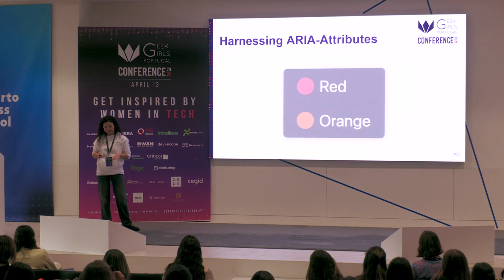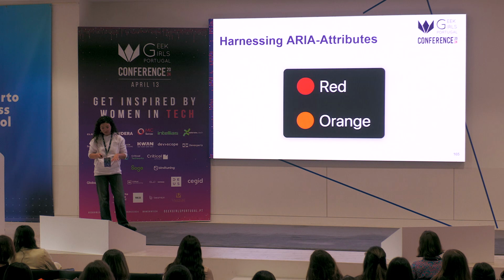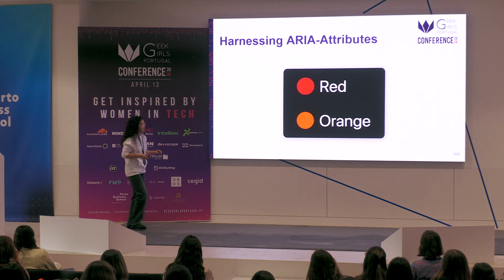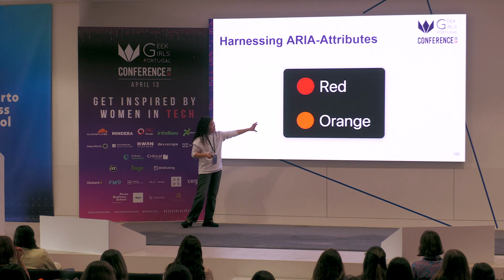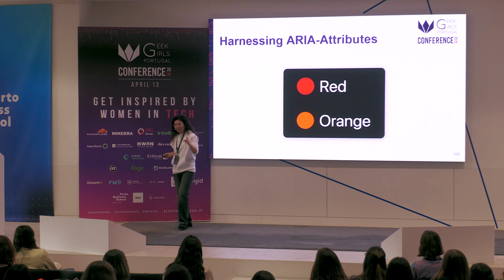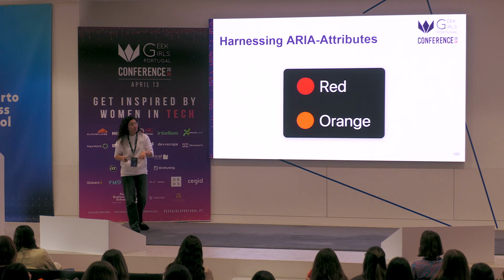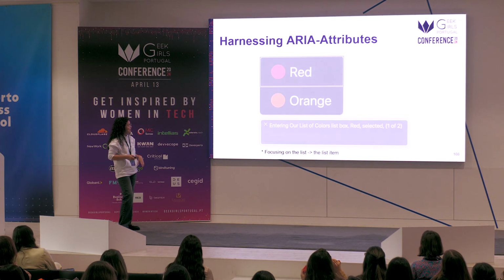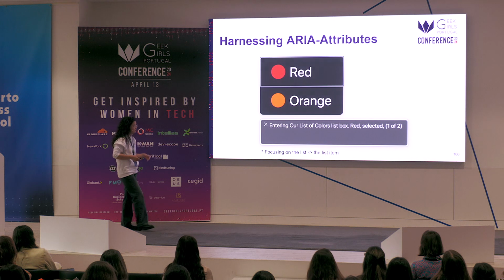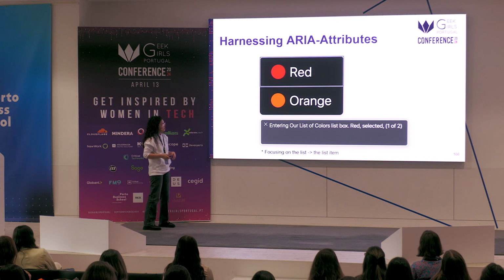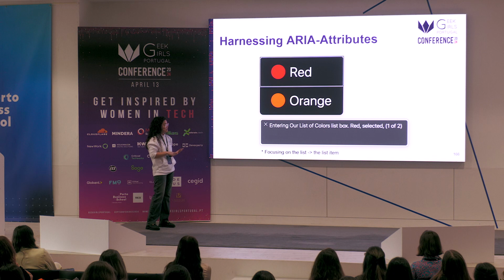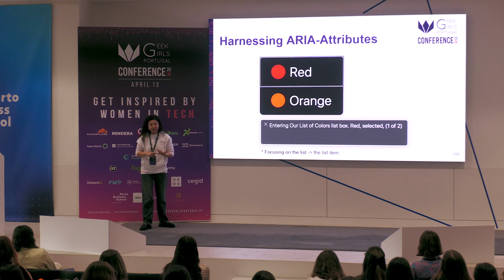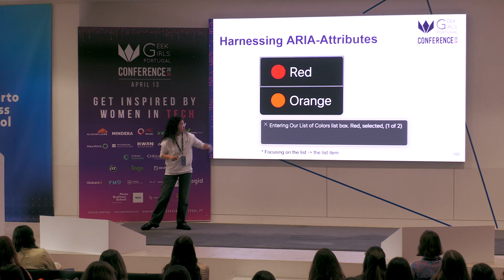So this is the final result. Okay, it will not show. Basically, when I was focusing, each item would have a really bright blue outline, and the outline would only be visible when you're using the keyboard. And here, I made a recording using VoiceOver. In this situation, VoiceOver is reading the name of the list. So it says entering our list of colors.